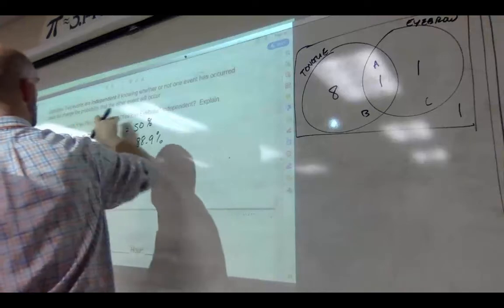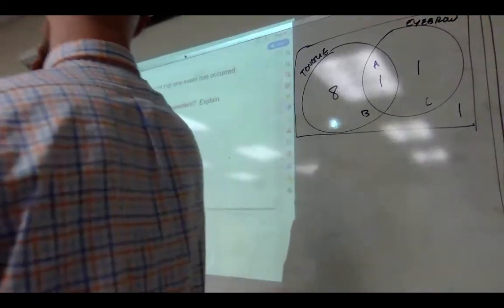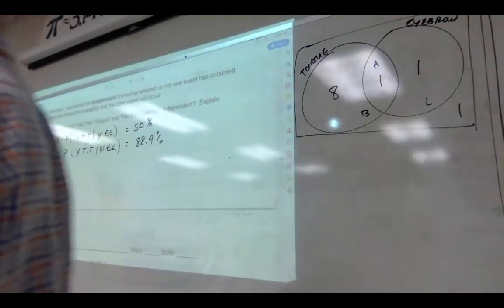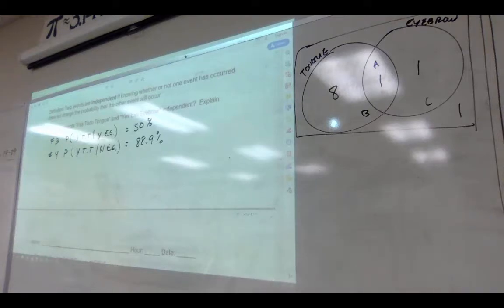Are yes taco tongue and yes evil eyebrow independent? Does knowing one change the probability of the other? Maybe. How would you determine that? Is this significant enough? Is it different? Yes. Then no, they're not independent. They change. The probability changes.